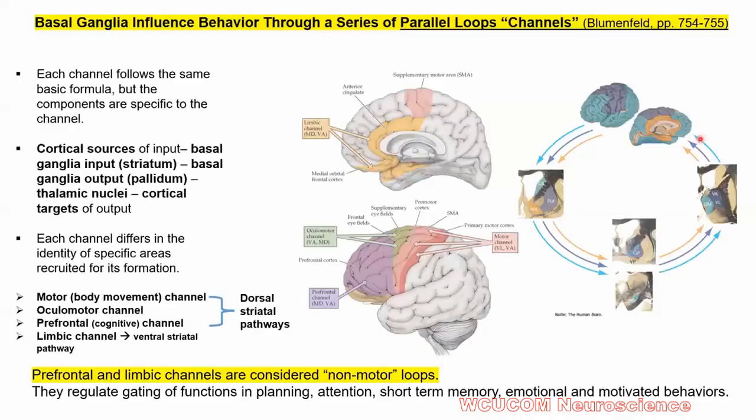We are at the point that we can discuss the series of parallel loops or functional channels going through basal ganglia circuitry.